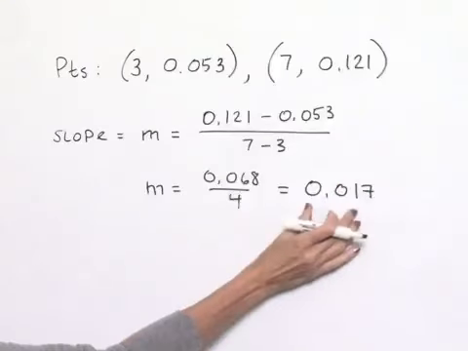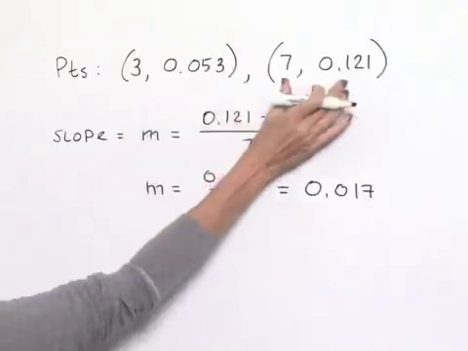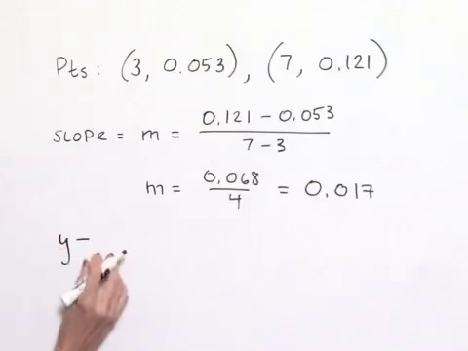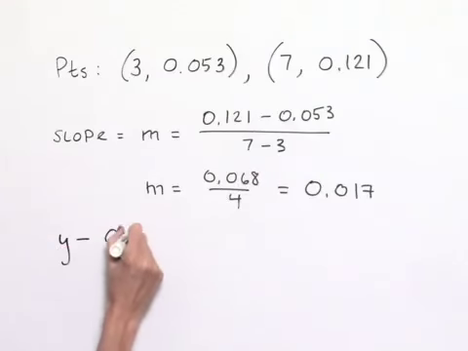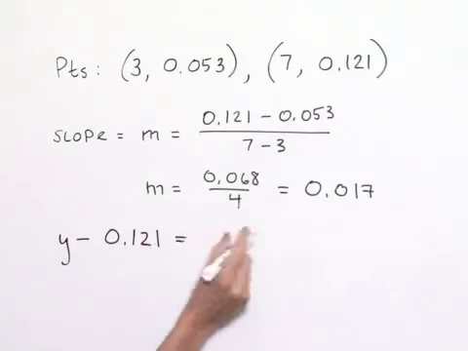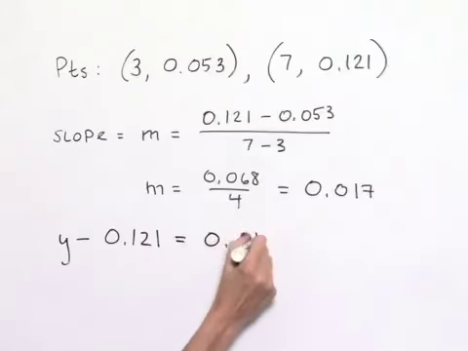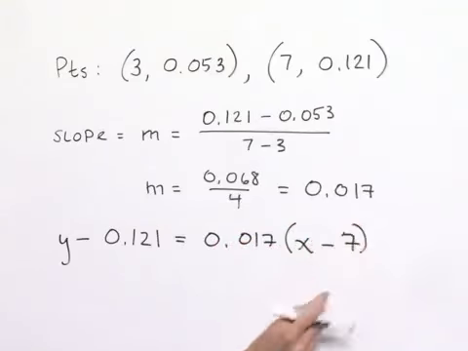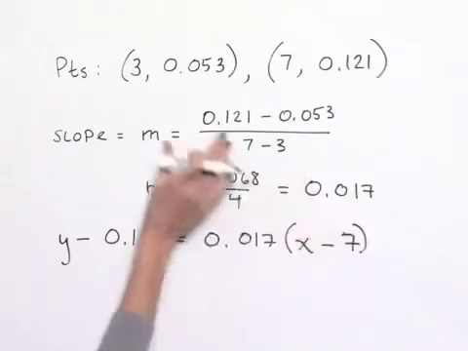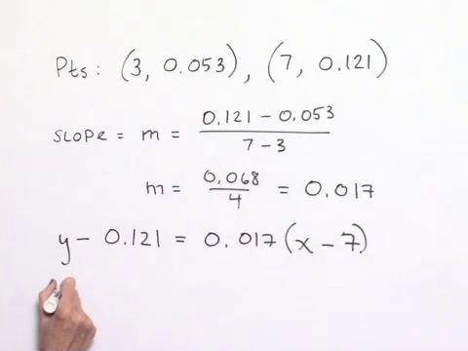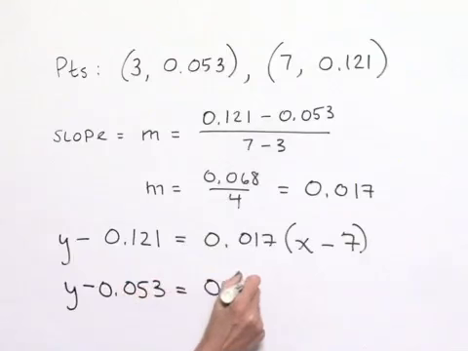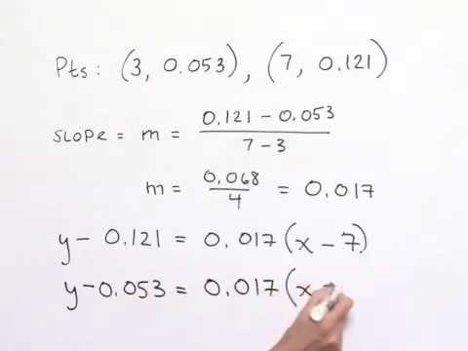We can do that by taking our slope and either point. Let's just go ahead and take our slope with our second point to start with. That's going to give us y minus the y coordinate of that point, which will be 0.121, equals our slope m, 0.017, times x minus the x coordinate of that point, which is 7. We could also use our slope with our first point. That equation would read y minus 0.053 equals our slope times x minus the x coordinate of the same point, which is 3.